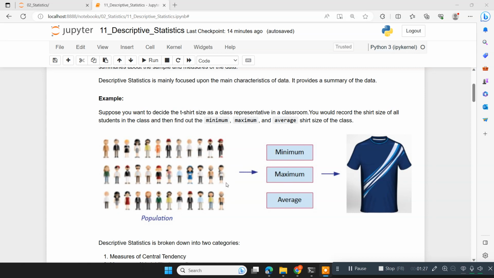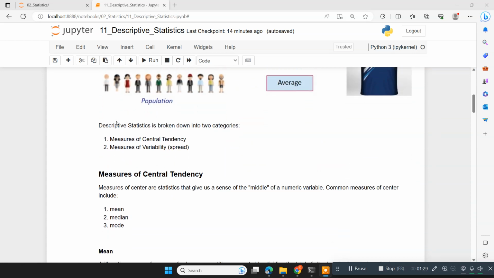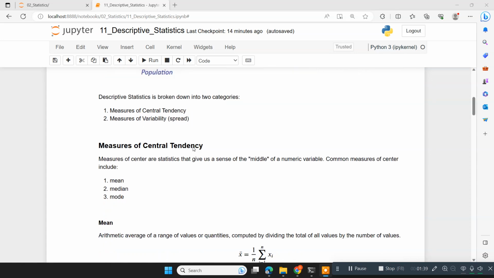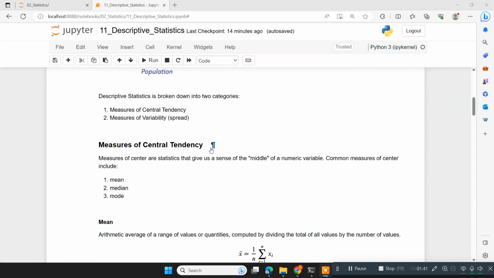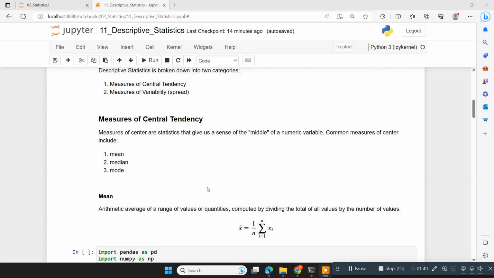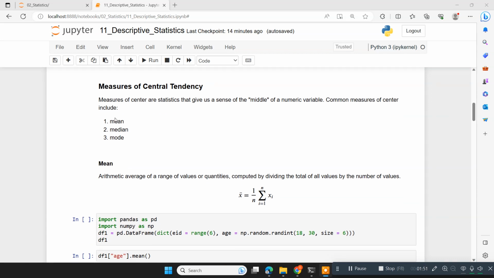These are the statistical terms or statistical methods which can be applied on your data so that you'll be knowing these. And we can categorize descriptive statistics into two types, measures of central tendency and measures of variability. Let's discuss in detail this central tendency. As the name says, central tendency means knowing the middle position or central value. Three measures fall under this category: mean, median and mode.